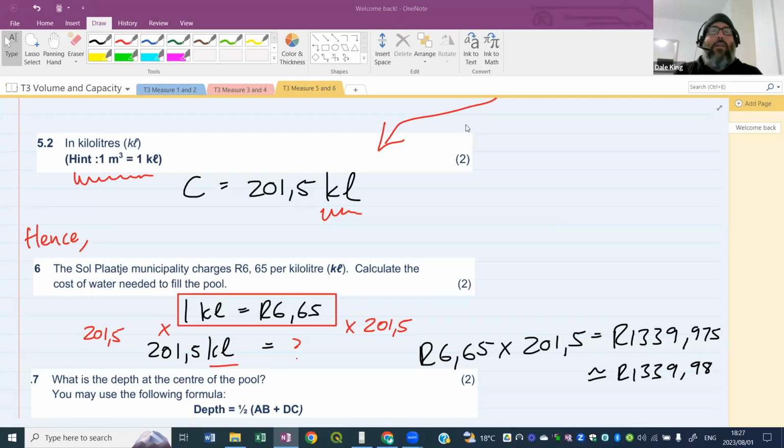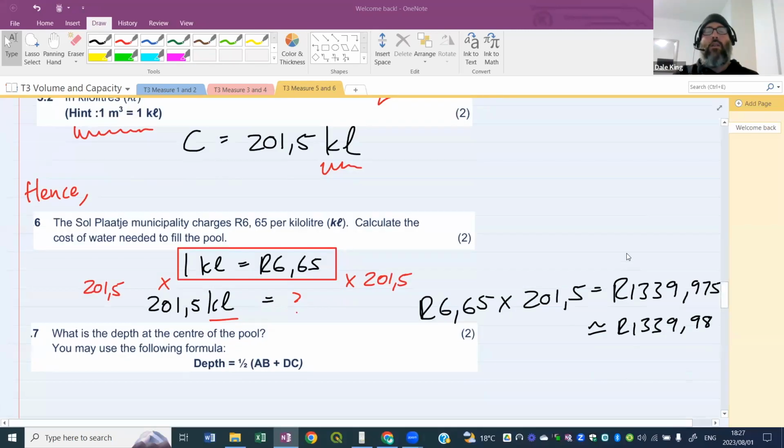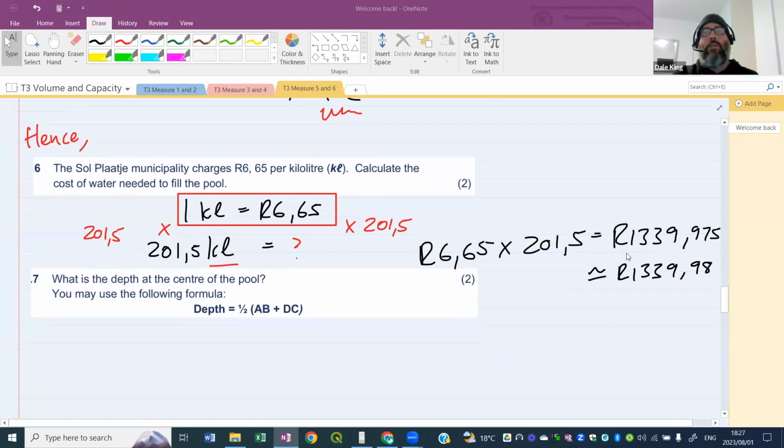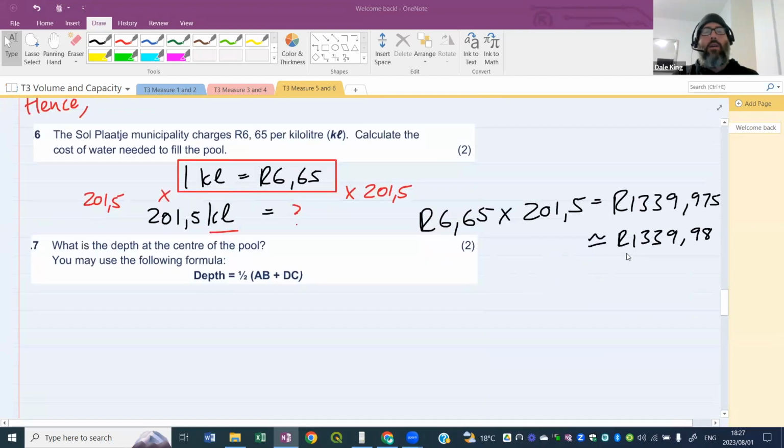Make it a habit for everything you do, but only at the end of the question. Don't do it in the question. Keep your accuracy. I know if you see lots of decimals, your normal reaction is, chop it off, round it off. Don't do that. Only round off at the end of a question. Please. All right. Okay, here we go.